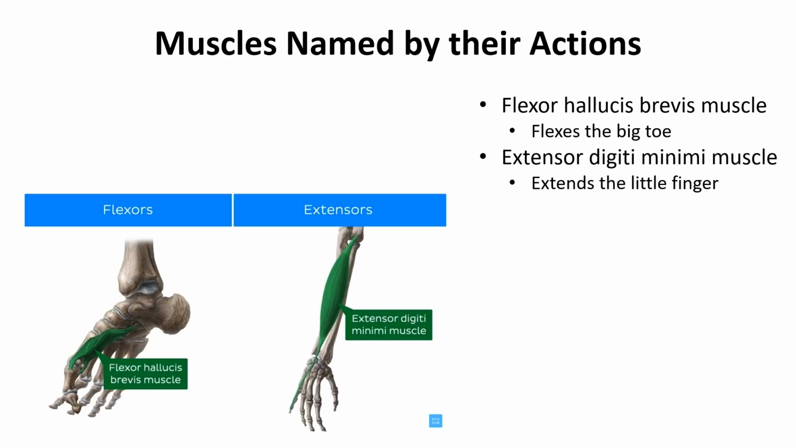Muscles can also be named by their actions. In the upper and lower limbs, we find flexor and extensor muscles. Hallucis means big toe. One of the muscles that flexes the big toe is the flexor hallucis brevis. In the posterior compartment of the forearm, there is a muscle that extends the little finger. This muscle is named extensor digiti minimi.